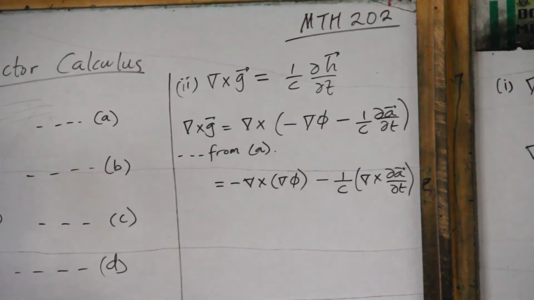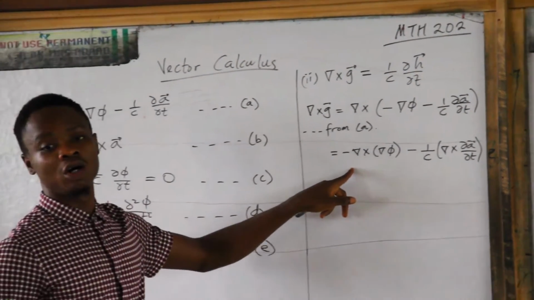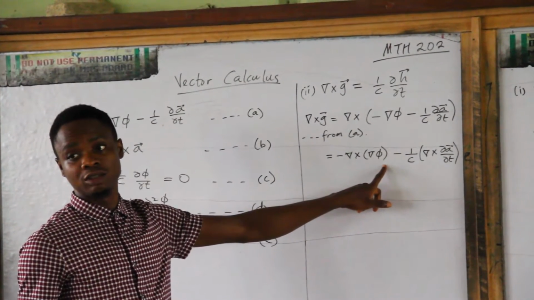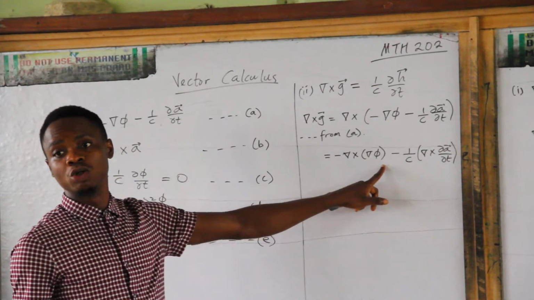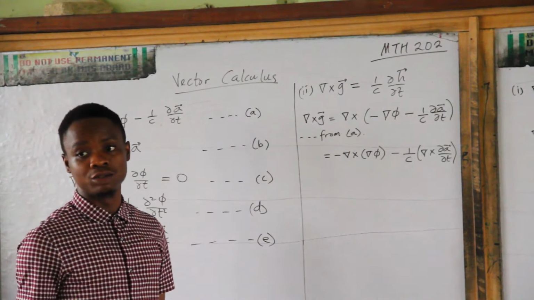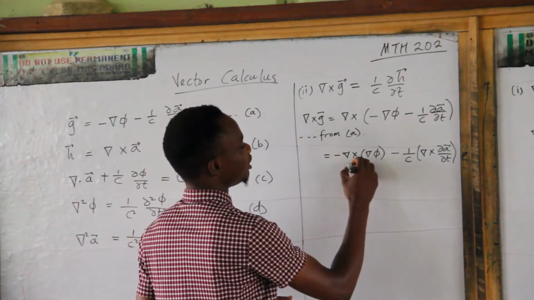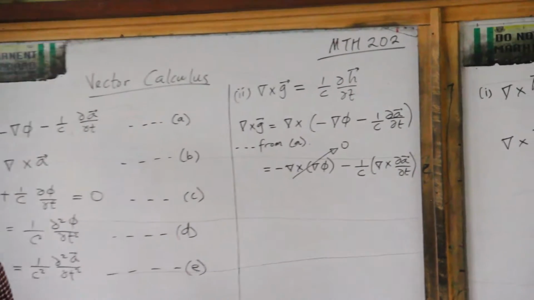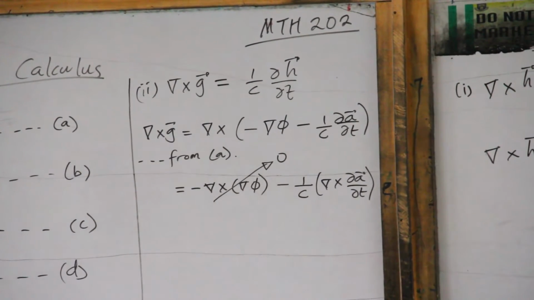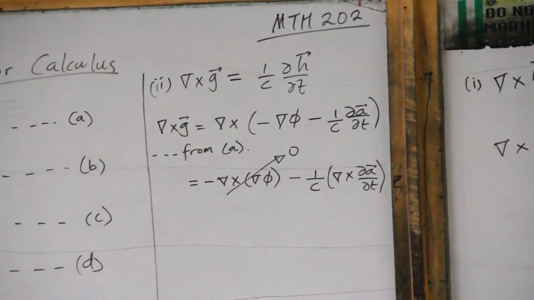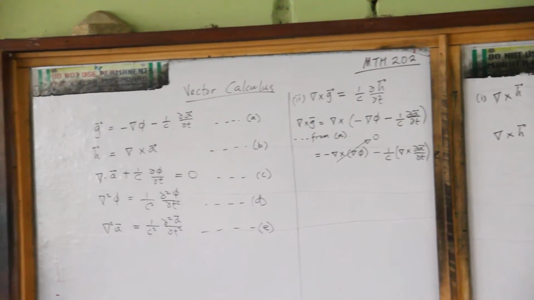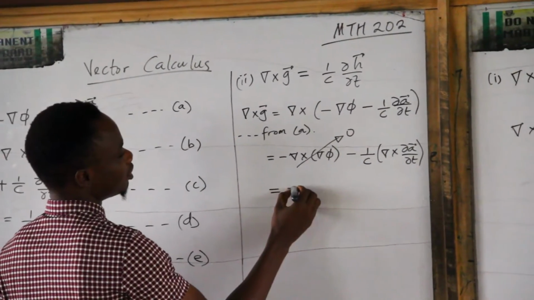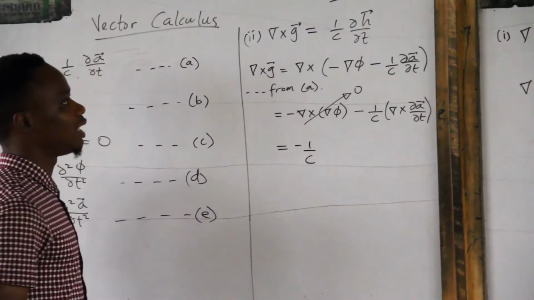Okay, so don't forget this is rotor of gradients. I know that rotor of gradients is 0. There's no need to work it out. From the rotor, you know that rotor of gradients is 0. Is it clear? Can you remember that? Rotor of gradient is 0. That is going to give you 0. So I have minus 1 over c.